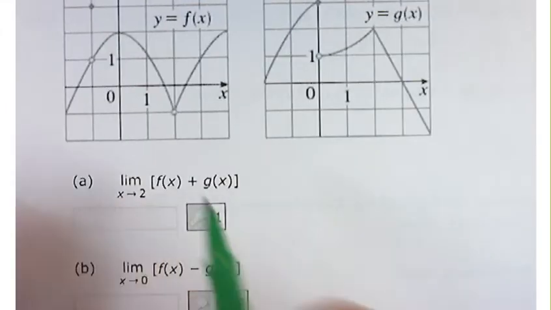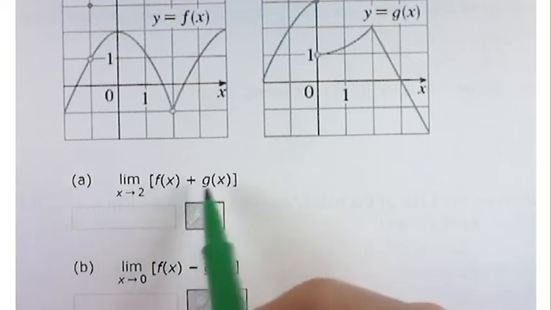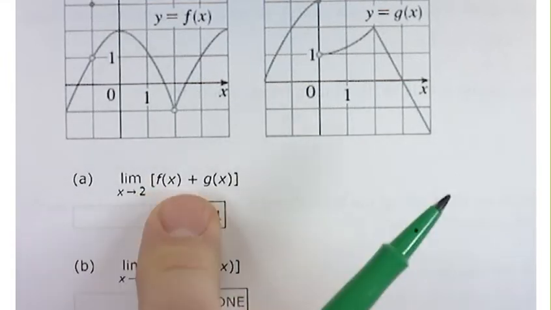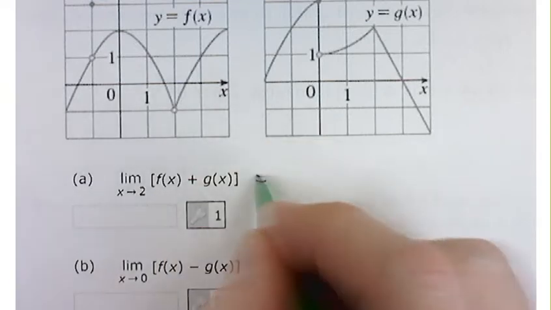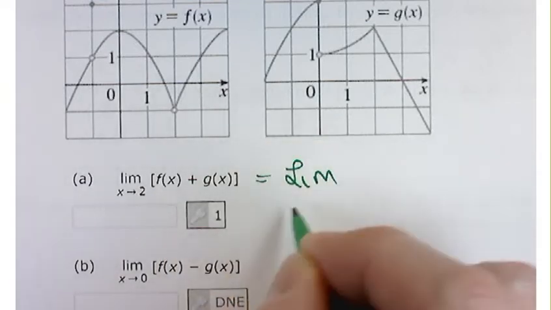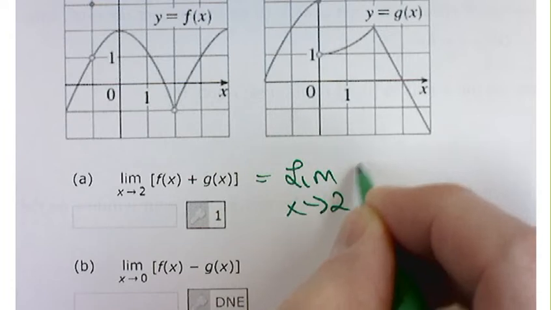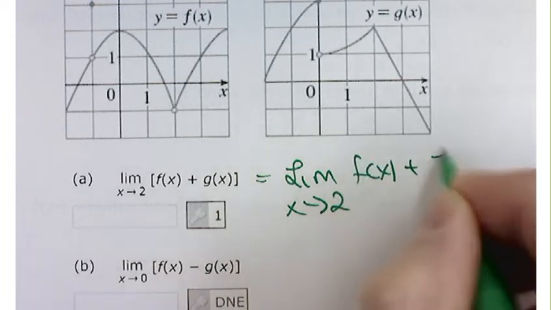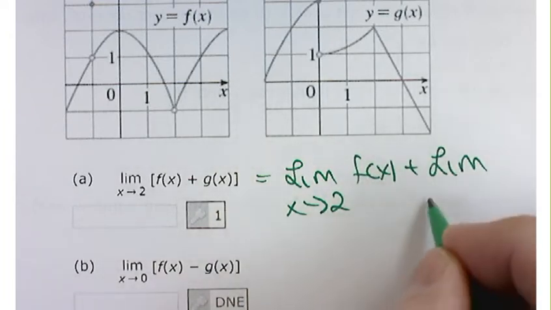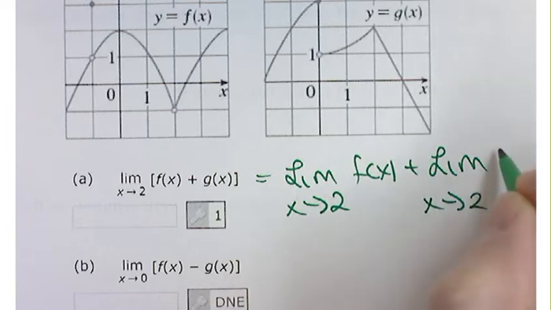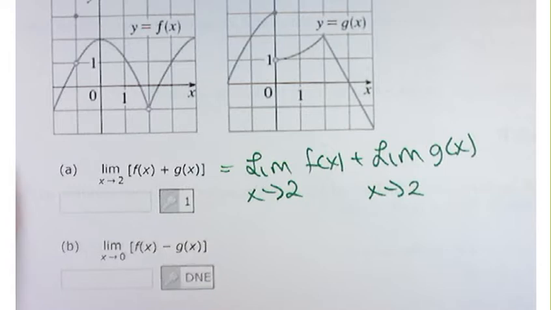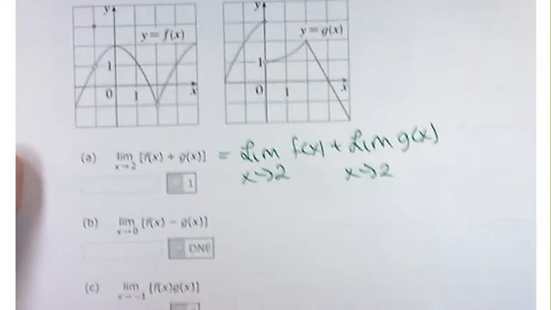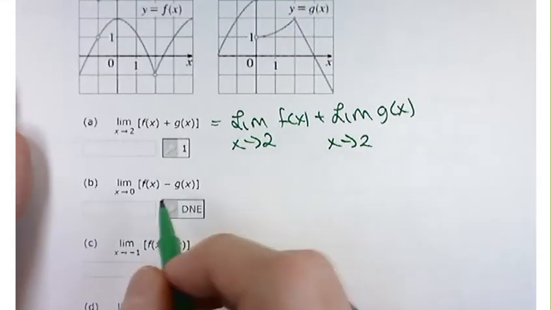Now, one of the things about limits is that the limit of the sum is the sum of the limits. So this I could calculate as the limit as x approaches 2 of f of x plus the limit as x approaches 2 of g of x. Kind of like you're distributing the limit there in that case. And so on. This is going to work down here.